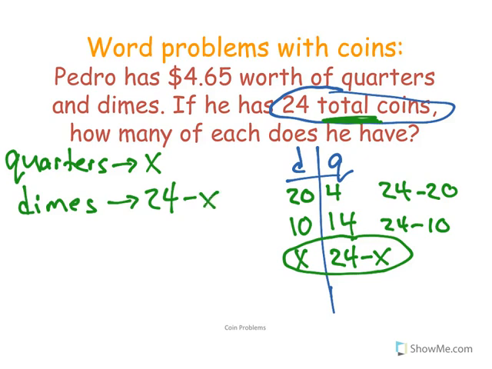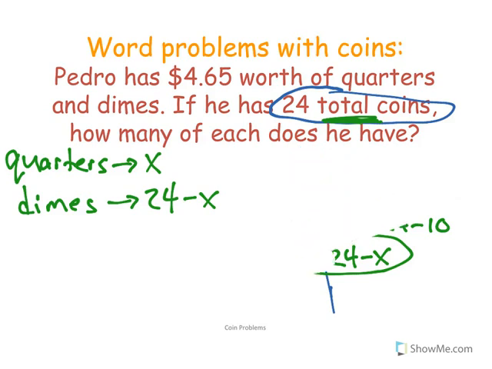Now, for those of us that are like, wait, does this really add up? What happens if you add 24 minus X plus X? Well, negative X plus X is 0. We just get 24. So that's proof that this actually algebraically does make sense. All right, so again, if there were 50 total coins, it would be X and 50 minus X.